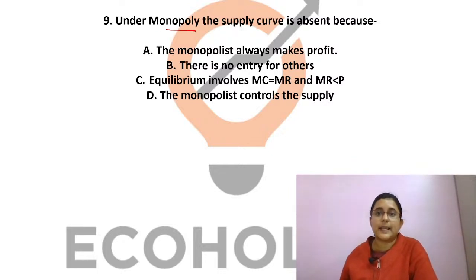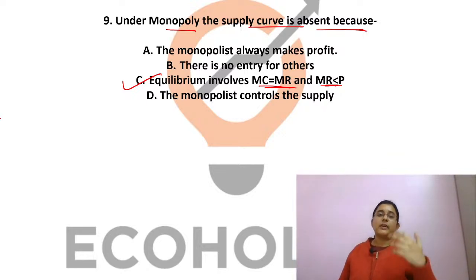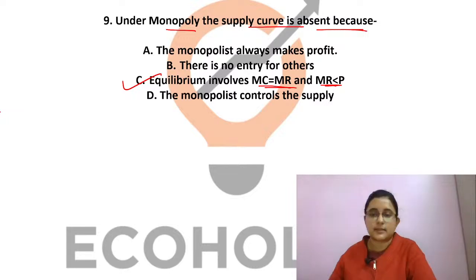Under monopoly, the supply curve is absent because the equilibrium involves MC equals MR and MR is less than price. That's the reason why the supply curve is absent under monopoly. We often discuss this in class as well, the reason behind the absence of the supply curve under monopoly. I would really like you all to know that under monopoly the supply curve is absent because equilibrium involves MC equals MR and MR is less than price. Moving on to the next question.